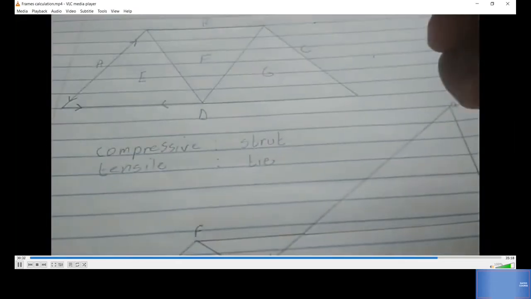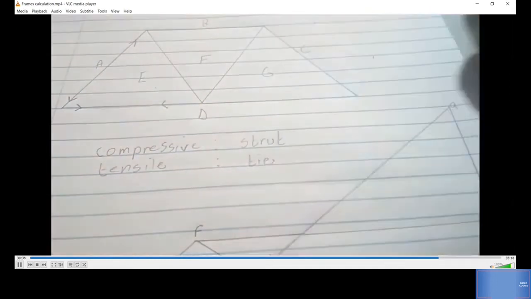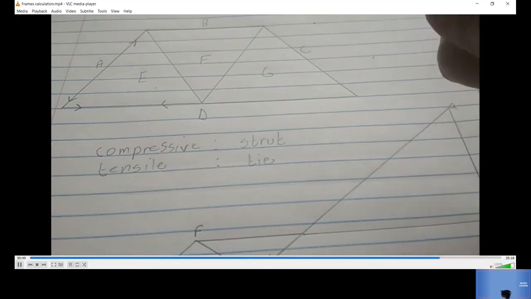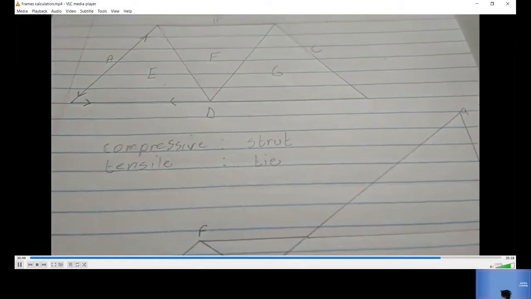Okay, so what's happening here? This member is trying to push itself together. That means it's expressing tensile forces. Okay, and that makes it a tie. So we go right there. The nature is such that it's a tie.